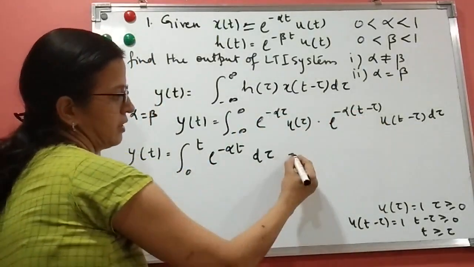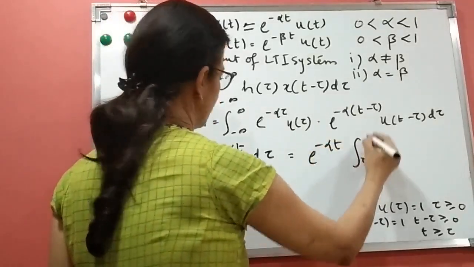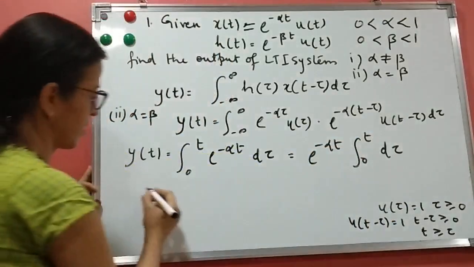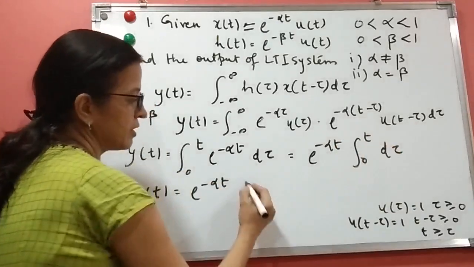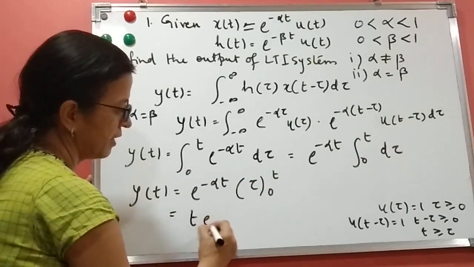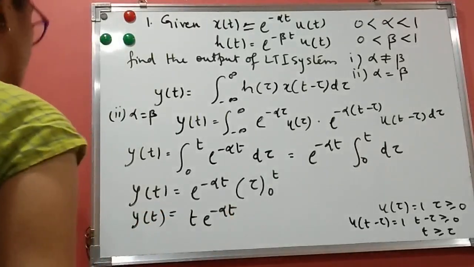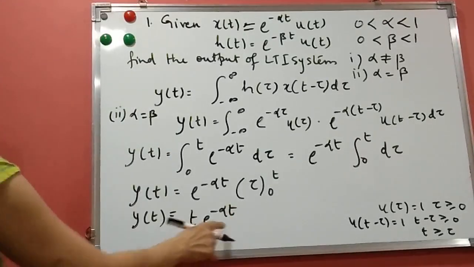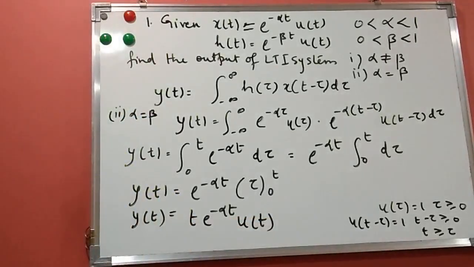You have only this. So what is this? This is not depending on tau. This will come outside. You have only the integral from 0 to t of d tau. So you can write here y of t equals e raised to minus alpha t times the integral from 0 to t of d tau, which is nothing but tau, limit 0 to t. So you are getting t e raised to minus alpha t u of t. So this is your second answer: when alpha equals beta, y of t is t e raised to minus alpha t u of t. So this is the way we can solve the convolution integral, or the output of an LTI continuous time system. Let us see the other example.